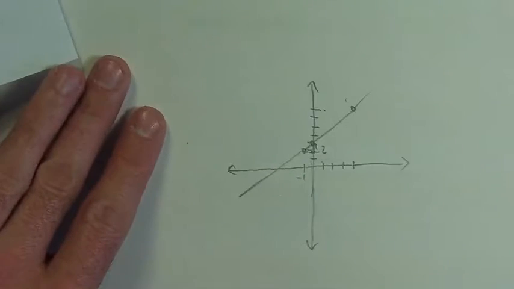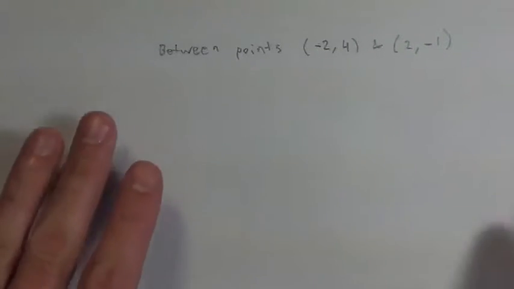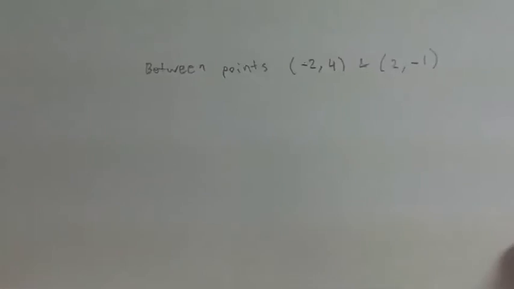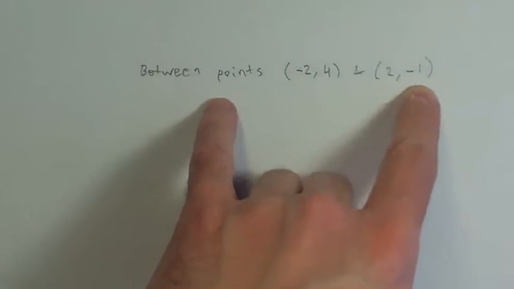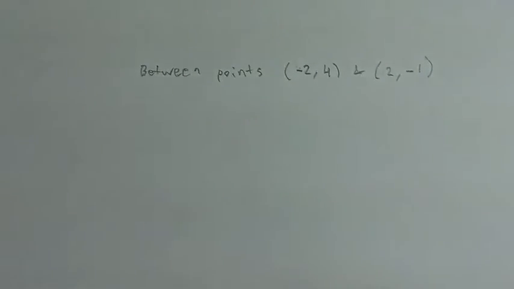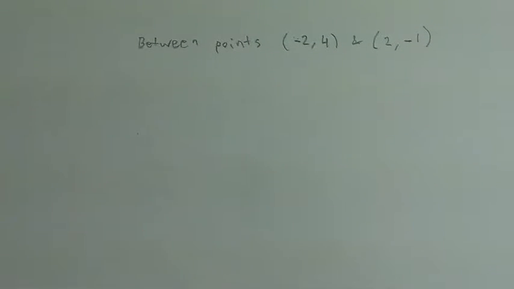Okay. Alright, let's look at another example. Hopefully this time we'll get a negative slope. Okay, for this one, we'll find the line between the points -2, 4 and 2, -1. I've cut out a lot of the explanation here, but we're going to find the equation of the line, we're going to graph it, do all that fun stuff. Alright, so once again, we need to find the slope.